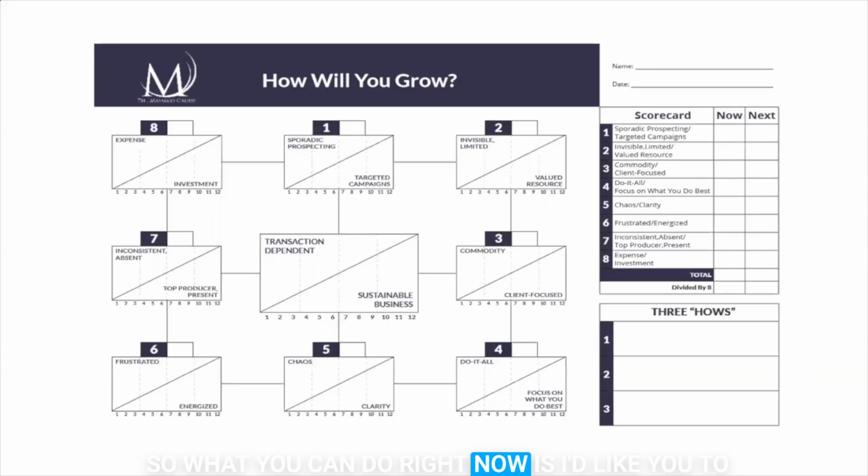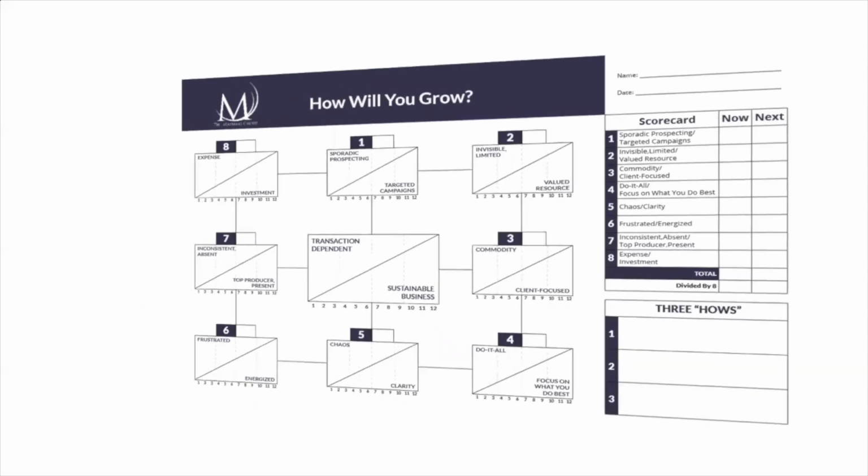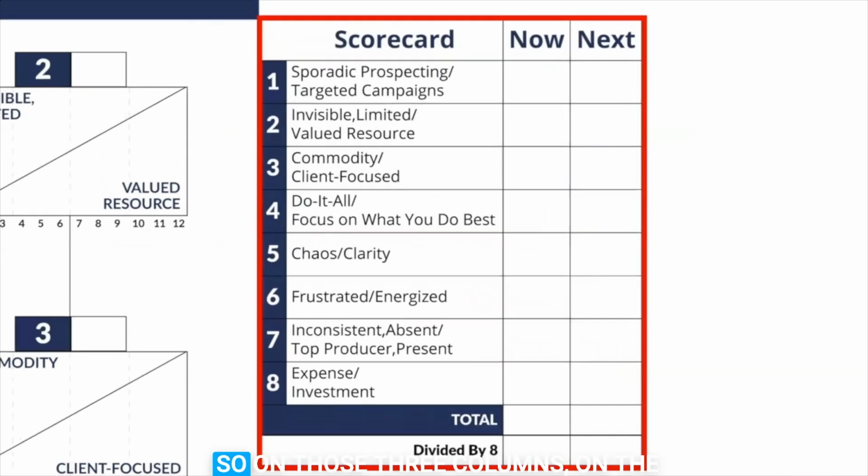So what you can do right now is I'd like you to take out a pen or pencil and a piece of paper and think about writing 3 columns. We'll talk about those as we dive into this deeper. So on those 3 columns, on the first one, just write scorecard. Don't worry about writing in the identifiers for each of these 8 variables. We'll get to those. Then the middle column, write the word now. We're going to find out where are you now? And finally, where do you want to grow to?